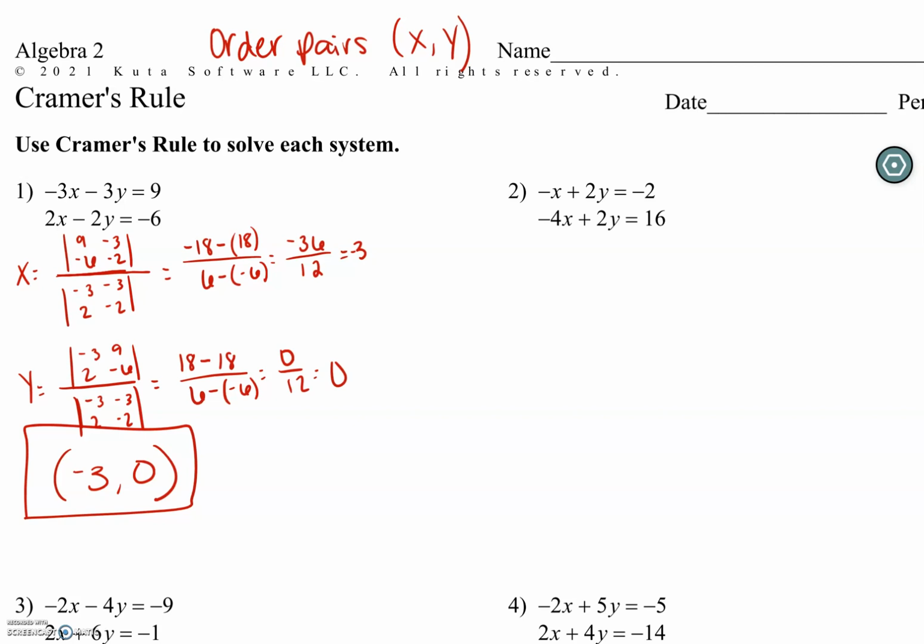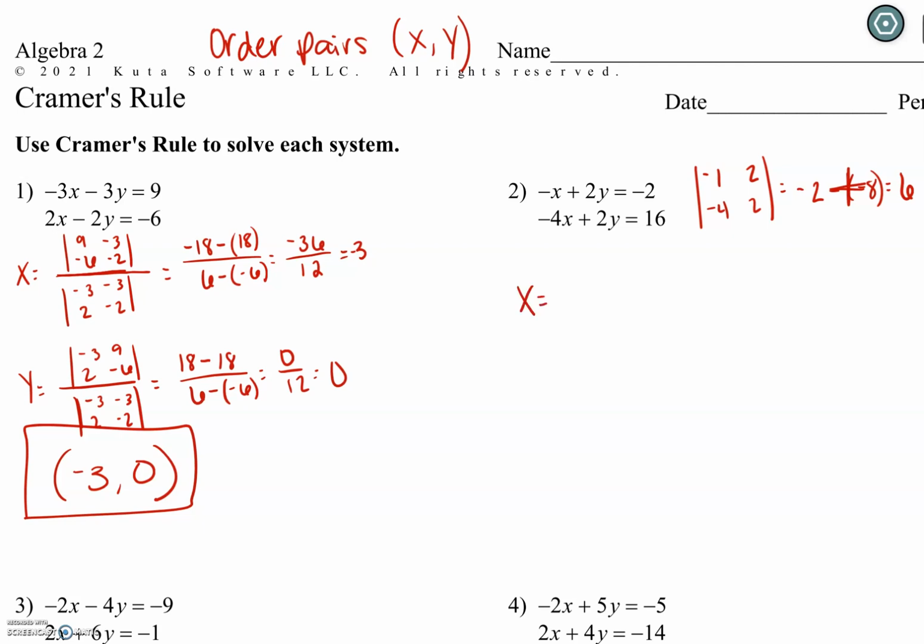All right, let's take a look at number 2. So I'm going to take out some steps. Again, notice that the denominator is exactly the same on both. So if we kind of take out that middleman and just do it off to the side, we don't have to rewrite so much. So if I find the determinant of my coefficients, I have -1, 2, -4, 2. So if I find the determinant of that, -1 times 2 would be -2 minus -4 times 2, which would be -8. -2 minus a -8 would really be a big plus, so that'd be +6.